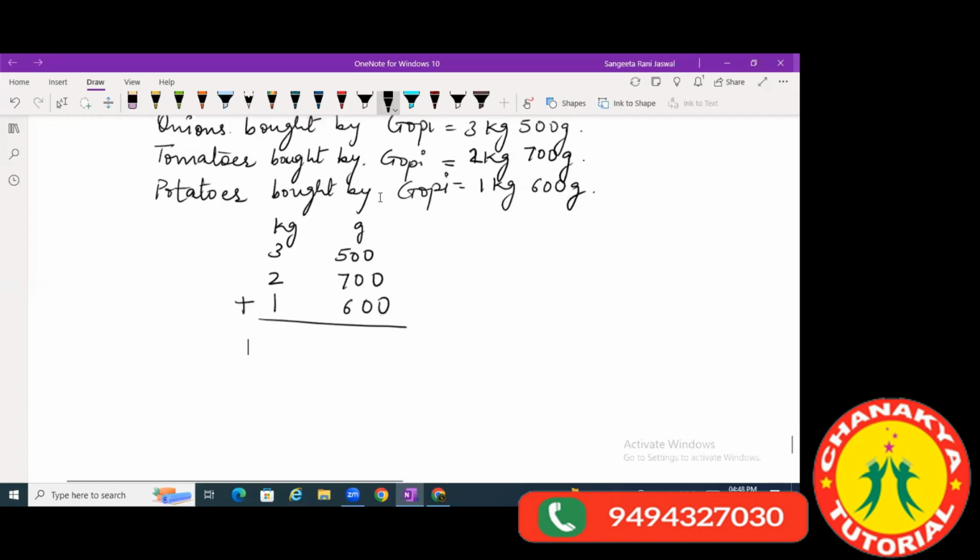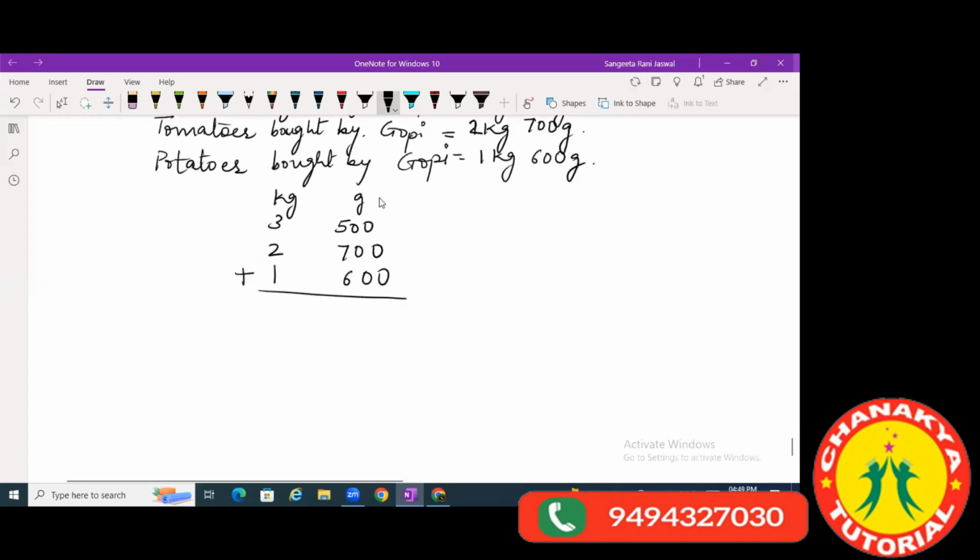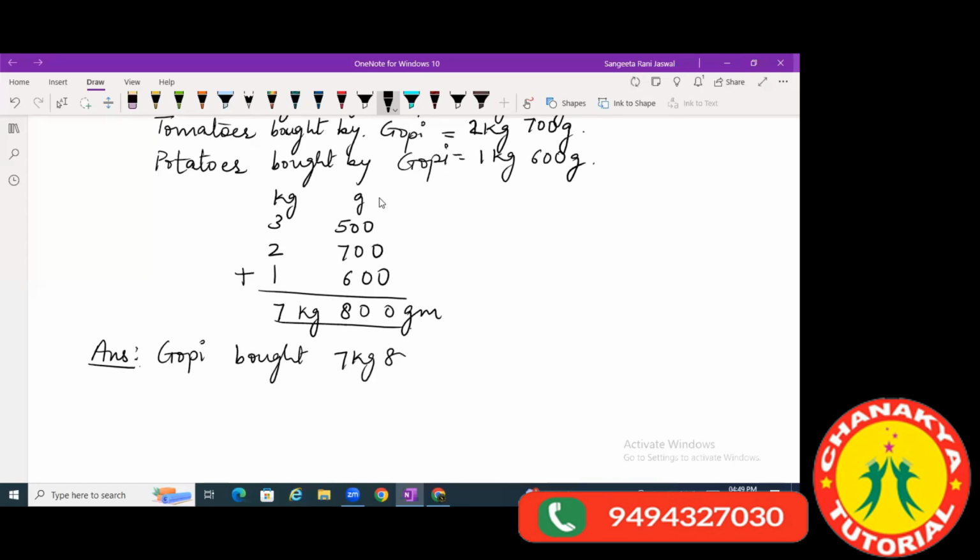Ma'am, 7 kg 800 grams. 800 grams. How much is that? 7 kg 800 grams, ma'am. Okay. This is 7 kg, 800 grams, right? So you can write your answer as: Gopi bought 7 kg 800 gram vegetables. Okay.